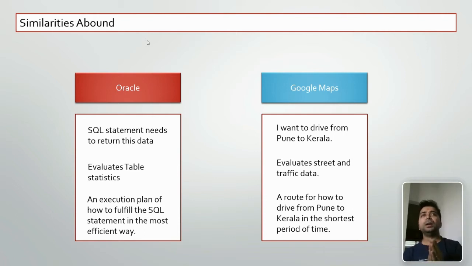Sometimes you want your query to execute in a particular way only. I want my query to execute using this execution plan. You can do so. Like in Google, you say, hey, though it is taking 20 hours, it's fine, this one is taking 21 hours, I want to go with this route. You can do that, right? Similarly, for Oracle, you can change your execution plan. You can choose your execution plan, right?